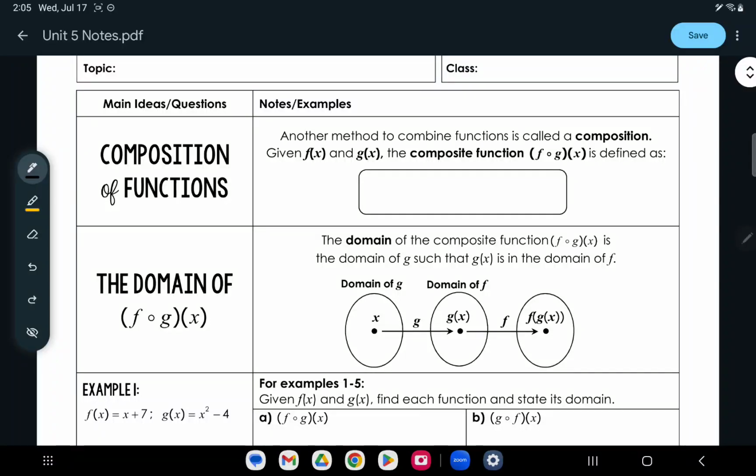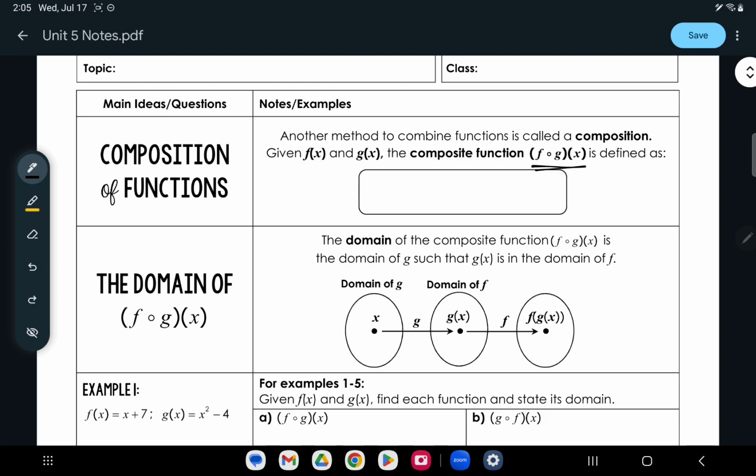We're going to look at composition of functions. So really what that means is we're going to insert a function into another function. So the way it's written here, f of g of x. That's how that is read.